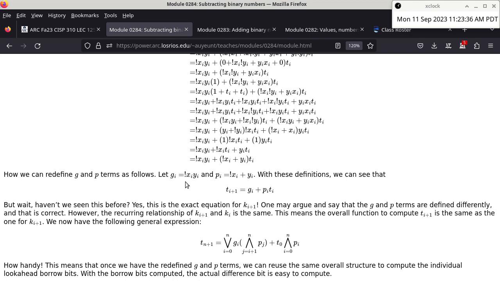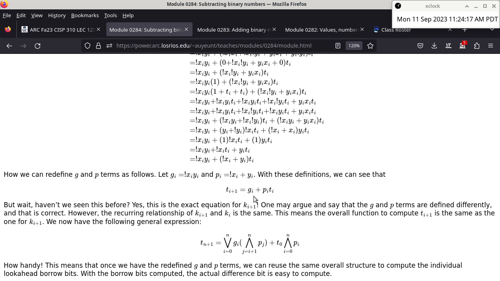So once we define g of I and p of I this way, what do we get? The first term, to the left of the disjunction, is now just g of I. And the whole thing that we're ending with t of I is simply a p of I. So t of I plus 1 is now redefined as g of I or the conjunction of P of I and T of I.